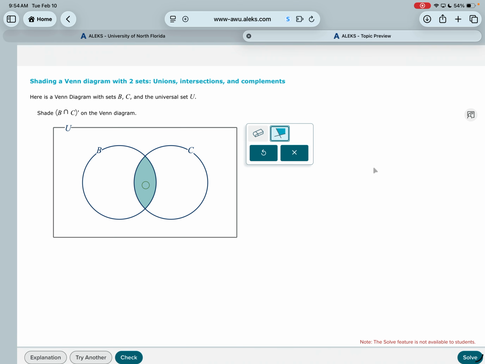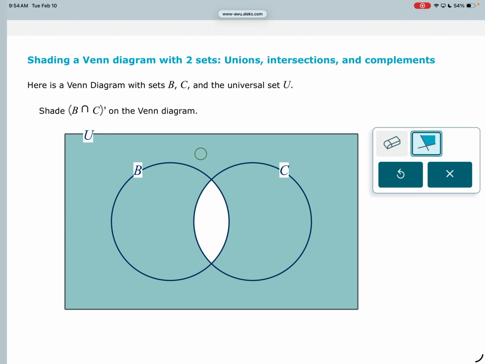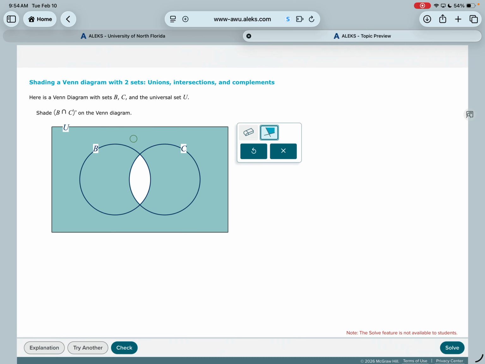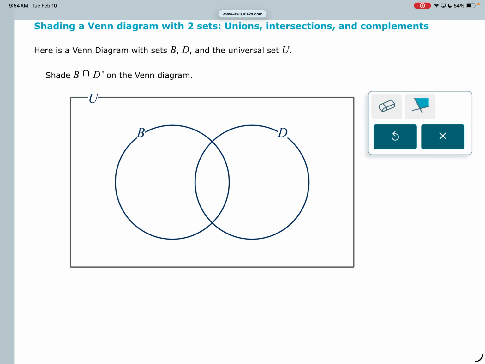Y'all see the little apostrophe right there? I want the not of that. So now I can visually see that I want everything besides that. So I'm going to go in here and I'm just going to clear it. And I do everything besides that. So this is the way that I would probably do it if I was just doing these problems, is take it step by step. So like this one, B intersect D naught, okay?